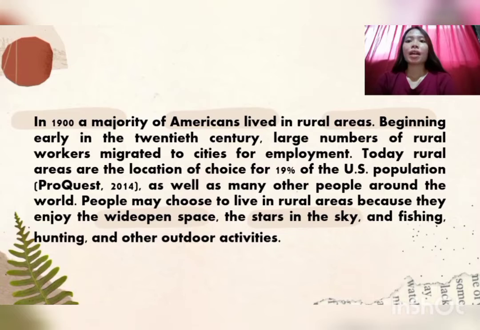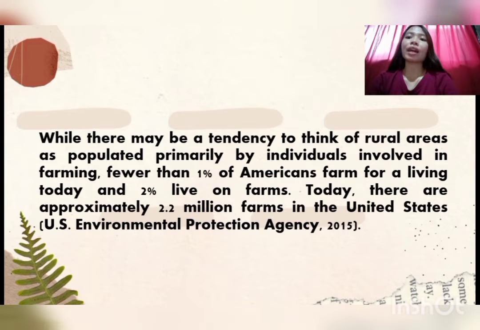Rural areas. In 1900, a majority of Americans lived in rural areas. Beginning early in the 20th century, large numbers of rural workers migrated to cities for employment. Today, rural areas are the location of choice for 19% of the US population, as well as many other people around the world. People may choose to live in rural areas because they enjoy the wide open space, the stars in the sky, and fishing, hunting, and other outdoor activities. Rural areas feature fewer people with whom to contend and the freedom to have more control of one's life.